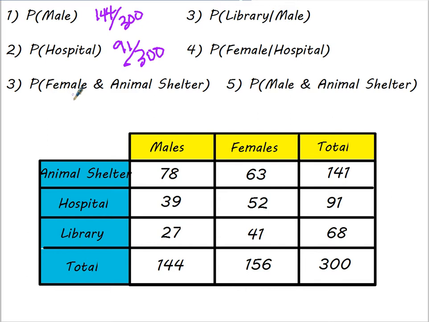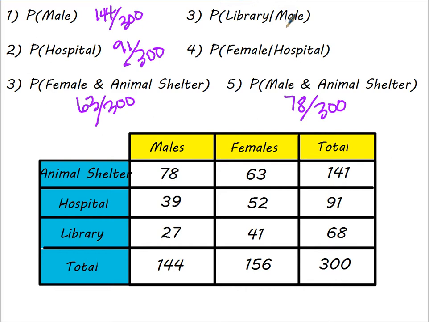Probability that if I pick a person from this group, they're a girl who works at the animal shelter. Well, there's 63 girls that work at the animal shelter out of all 300 people. What's the probability that a person is a male who works at the animal shelter? There are 78 boys who work at the animal shelter out of all 300 people in this group.